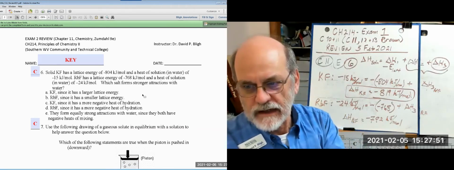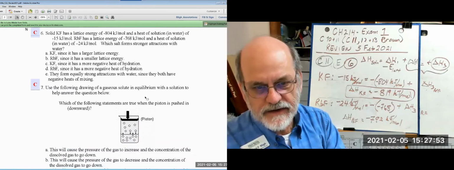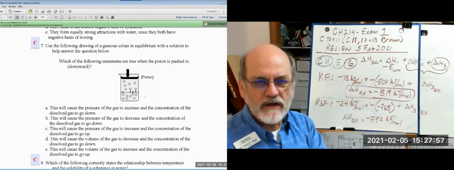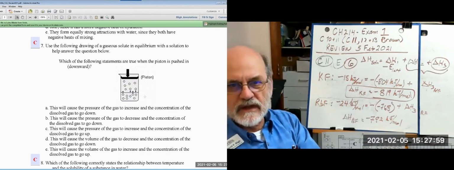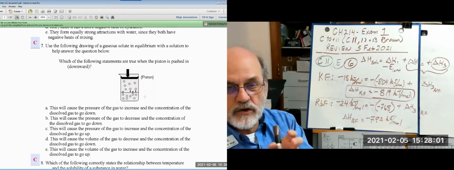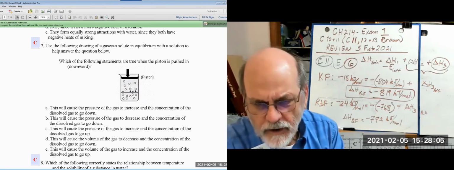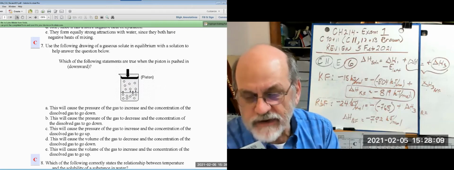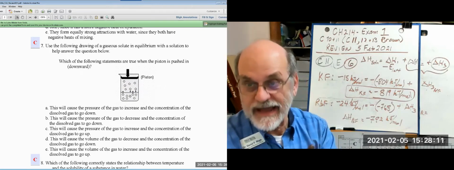Okay, let's see, 7, got it on my list too. Use the following drawing of a gaseous solute in equilibrium with a solution to help answer the question below. So what do we got here? Well, we've got a gas that's dissolving in a liquid, right? We're talking about Henry's law.